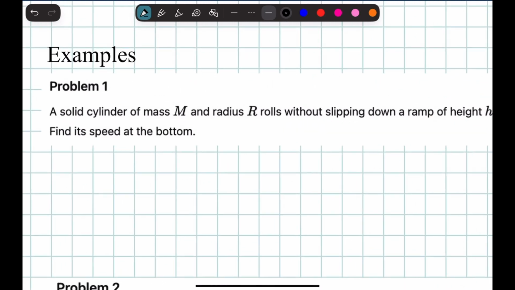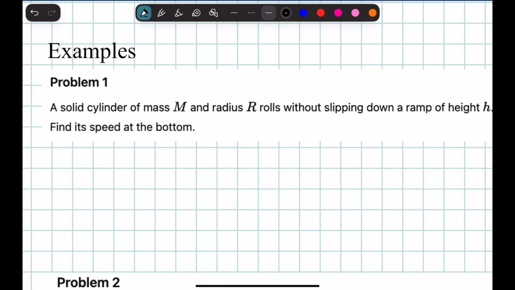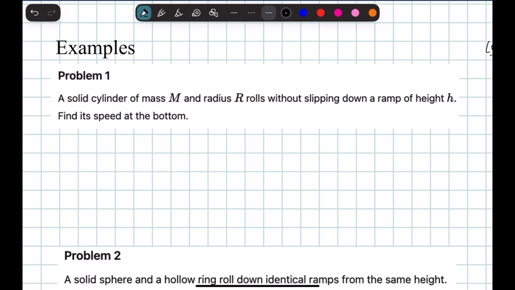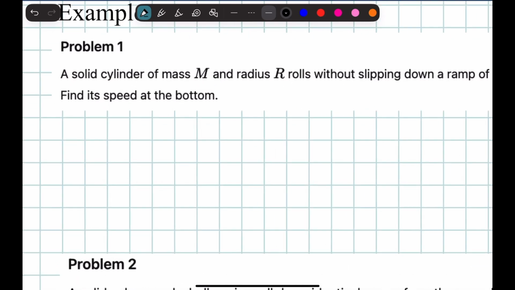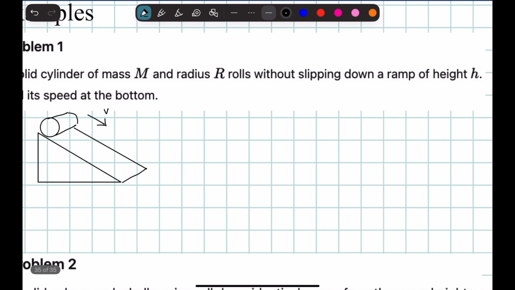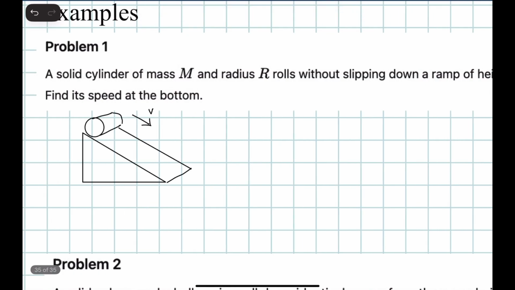So now let's do a practice problem to really understand these ideas. We have a solid cylinder of mass m and radius r that rolls without slipping down a ramp of height h. Find its speed at the bottom. So let's draw this out. Let's say we have this triangle right here, and then the cylinder, we're just going to represent it like this. You could represent it in 3D as well, like this. It's going down at a velocity.